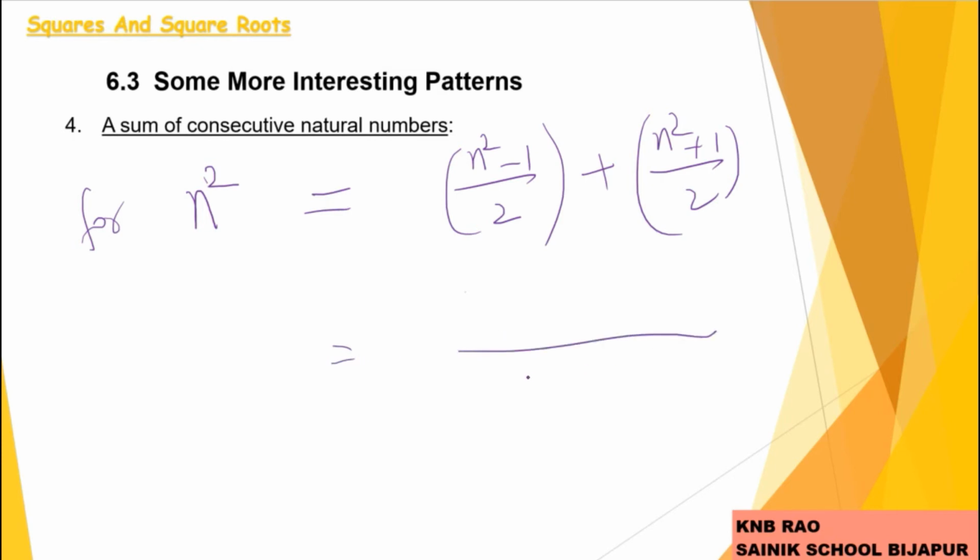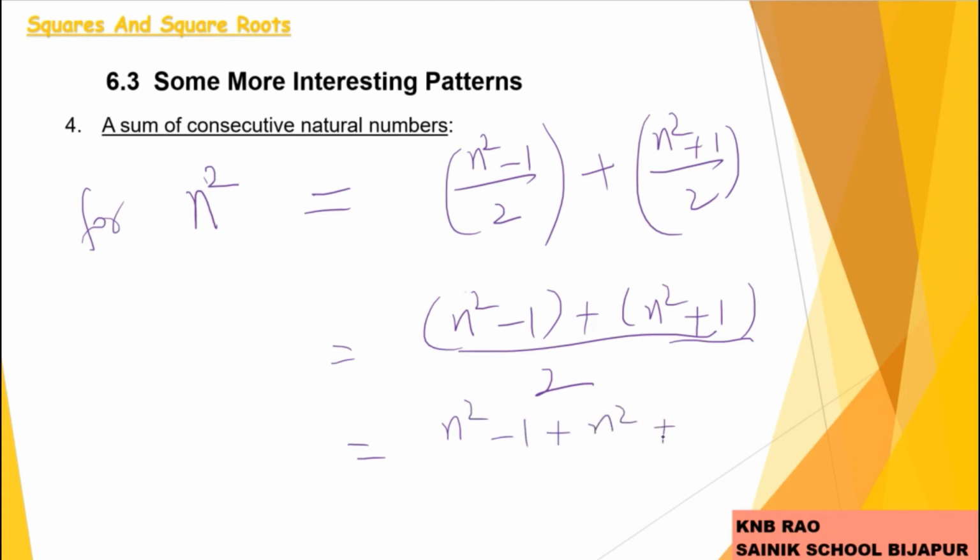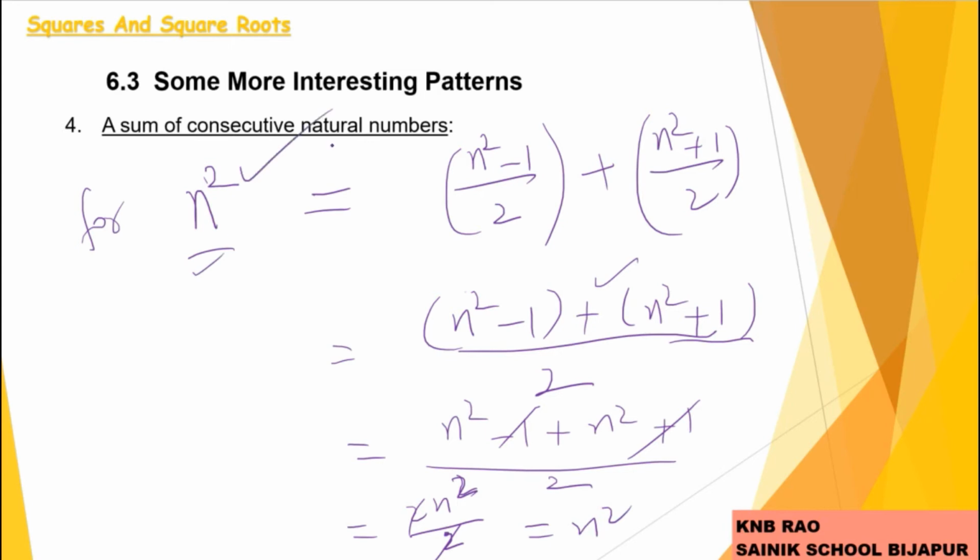Algebraically, if you do, you will get the same thing. 2 is the LCM. (n square minus 1) added to (n square plus 1). If you remove the bracket, n square minus 1 plus n square plus 1; when addition is removing the bracket, there is no change of sign. So, plus 1 and minus 1 cancel. So, n square plus n square is 2n square by 2. So, 2n square by 2, the 2 cancels, gives us n square. That's how we got it.